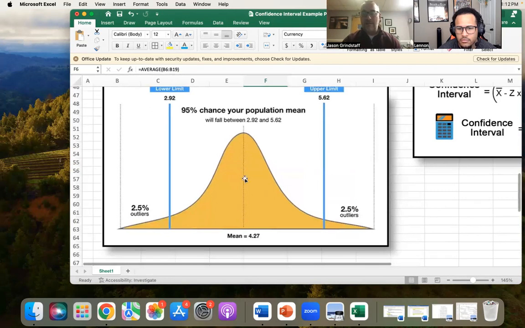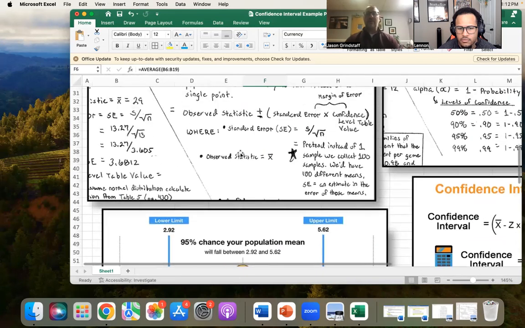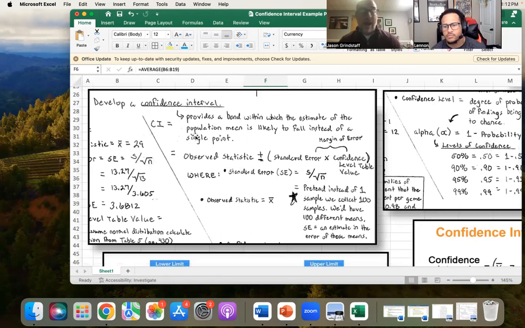Okay. So imagine our mean here is 29, and we want to be 95% sure. So we're going to get a lower limit and an upper limit. Well, how do we do that? There's a formula for confidence interval. You actually started doing this in Excel a few minutes ago when you showed me your assignment, but I'm going to show you each step along the way.